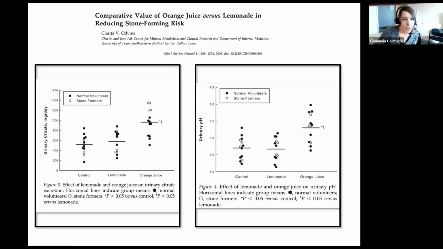In the interest of time, I'll just go through the last few slides, but this is a really nice study demonstrating this point. It looked at orange juice versus lemon juice. They manufactured the juice to have a citrate content of 100 milliequivalents. The point is that orange juice is acidic, but not as acidic as lemon juice. And as you can see here, lemonade did not really have any effect on urinary citrate, whereas this orange juice concoction did, and similarly with urine pH. So frankly, lemonade just really doesn't work that well.